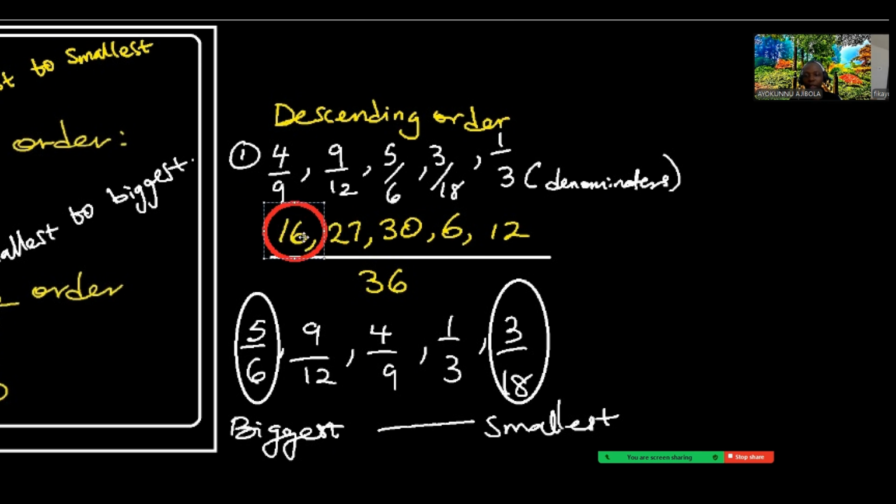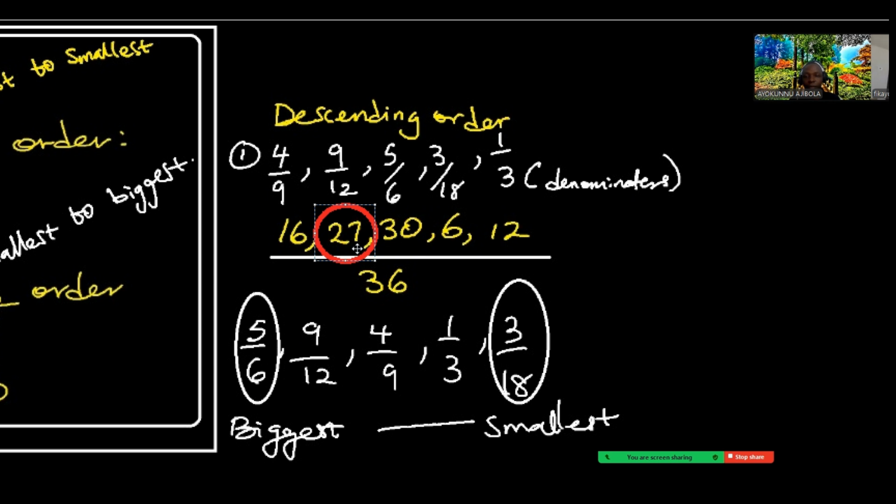Okay. How did we get 16? We use 9 to divide 36. How many 9s are in 36? That's 4. Okay? Then 4 times 4 is 16. Do you understand how I got 16 now? Yes.